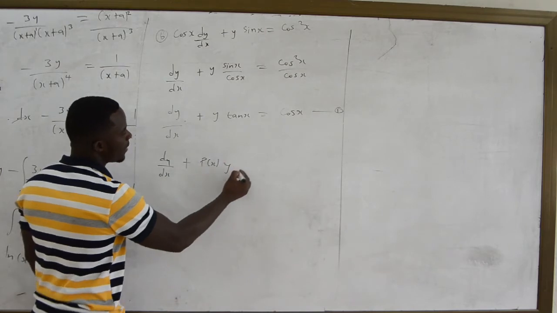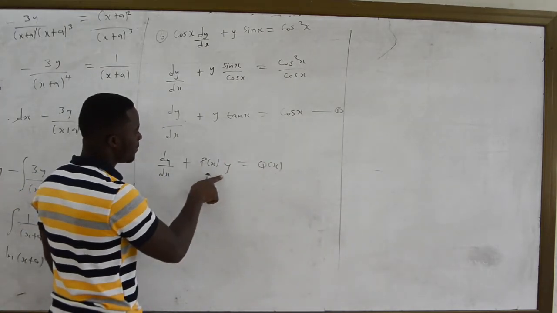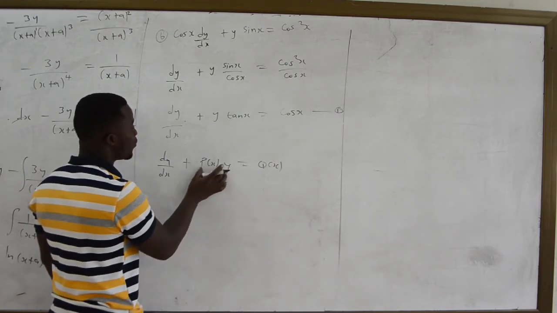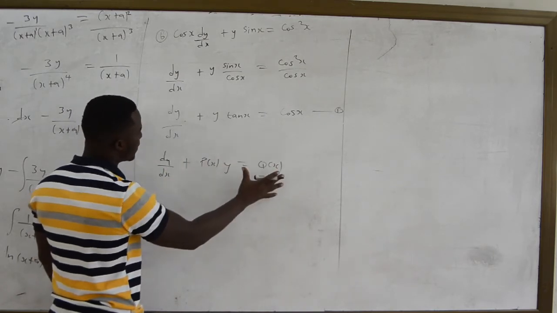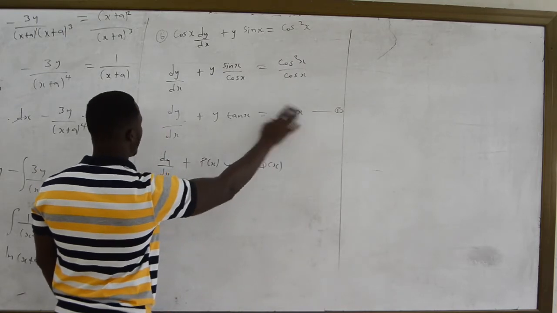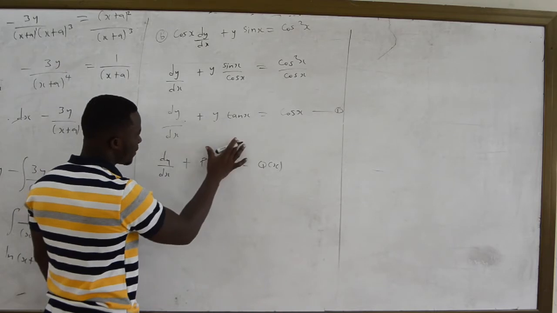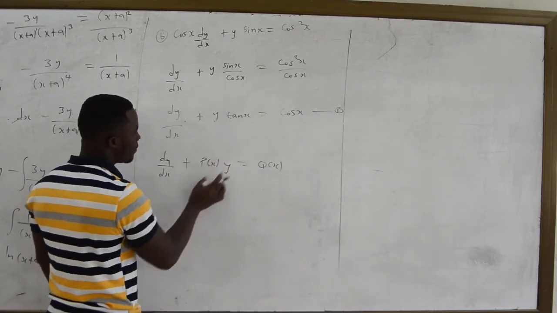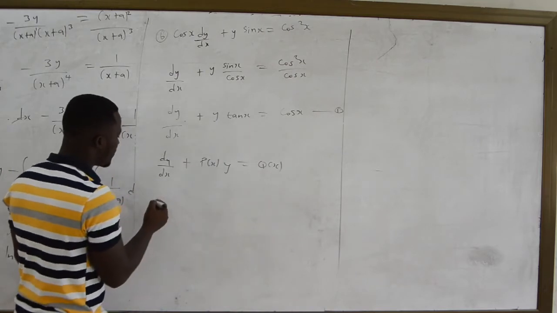y is equal to what? Q of x. Anything attached to the y is P of x. So apply this one. This confirms the original form of the linear first order. We have the Q of x as cos x. Here I have my dy/dx, plus something that's tan x times y. So I can definitely say that my P of x is tan x.